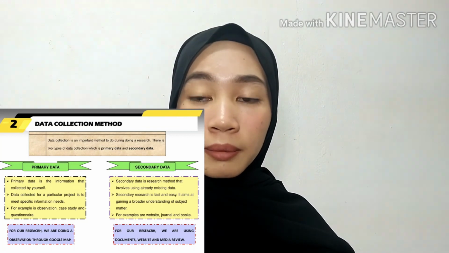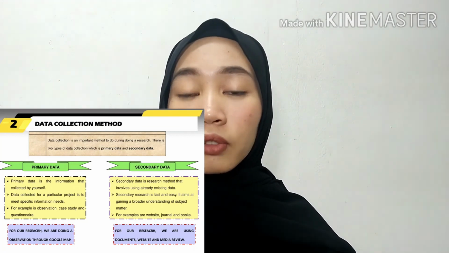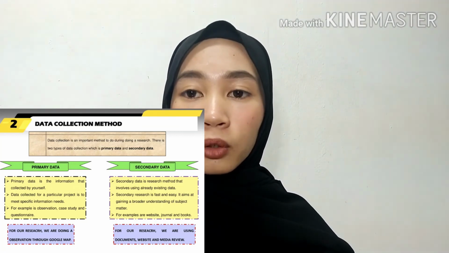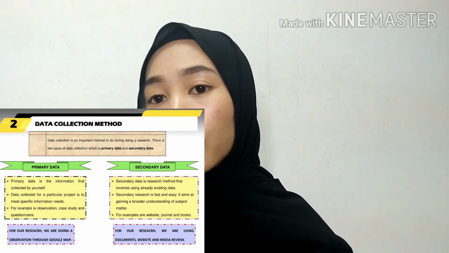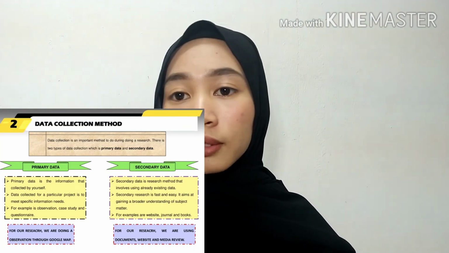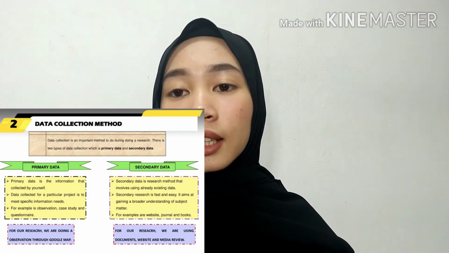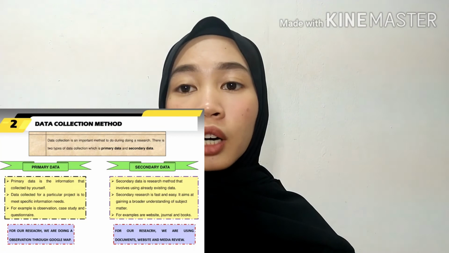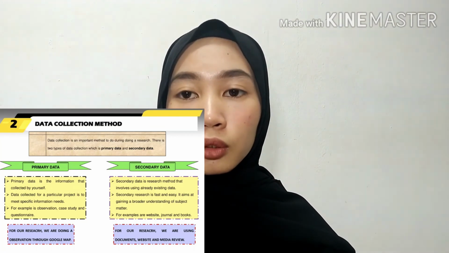Okay, so primary data is the information collected by yourself, and the data collected for a particular project is to meet specific information needs. For example, observation, case study, and questionnaire. But for our research, we are doing observation through Google Map.